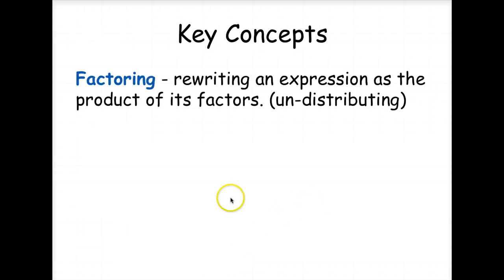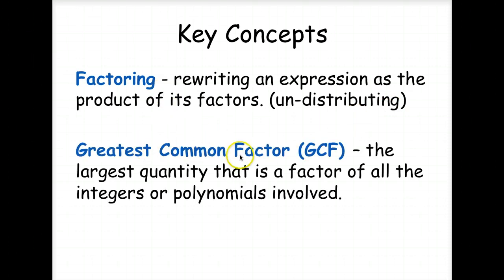Key concepts for this lesson. Factoring is simply rewriting an expression as the product of its factors, or we think of factoring as undistributing. It's the opposite of distributing. Greatest common factor: the largest quantity that is a factor of all the integers or polynomials involved. So let's get busy.